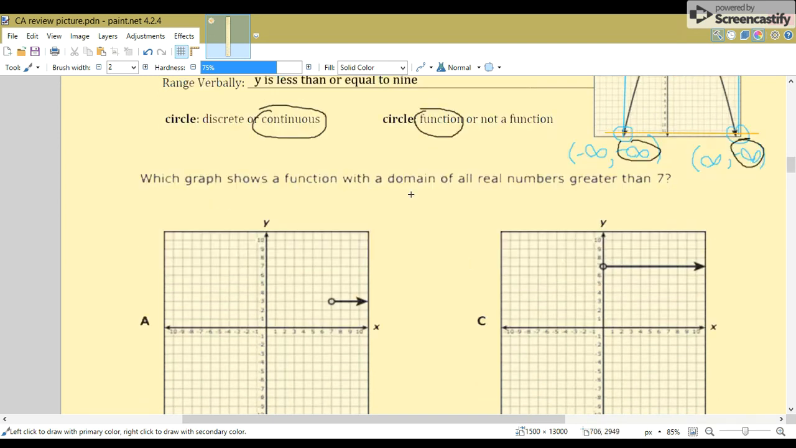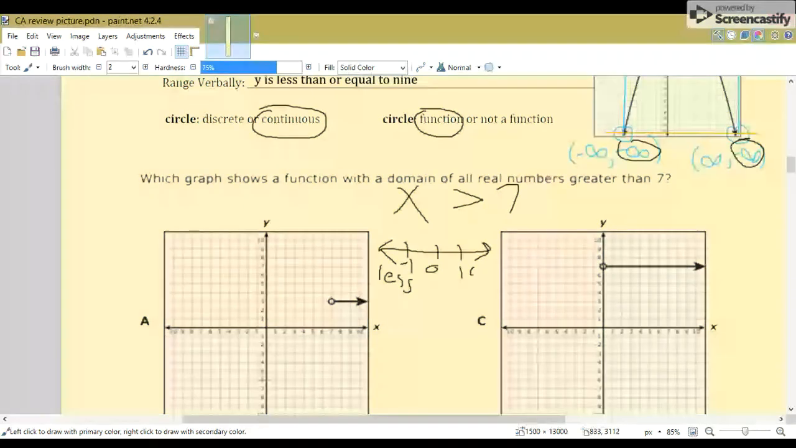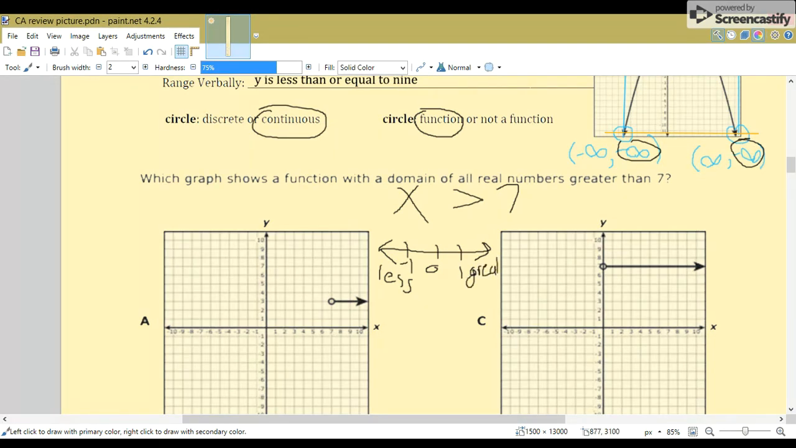Which graph shows a function with a domain of all real numbers greater than 7? So we have domain, left, right, x. Write your x. So of all real numbers greater than 7. And if you forget your greater than and less than symbols, draw a number line. On the left side, -1 is smaller than on the right side. This is less. If you look on the right side, that's the bigger numbers. That's greater. So we're looking for x's greater than 7.